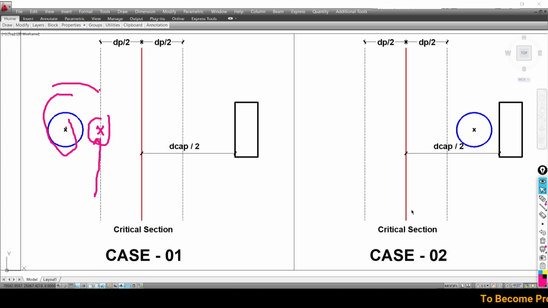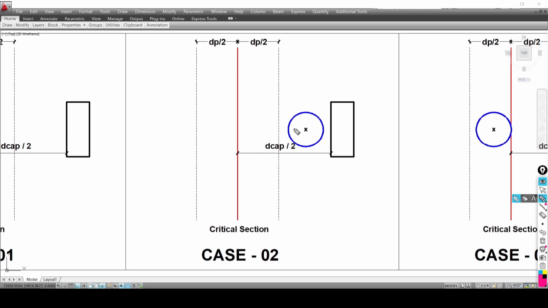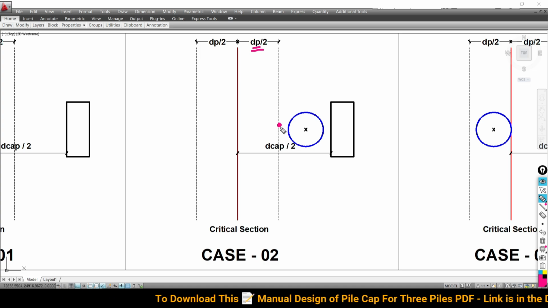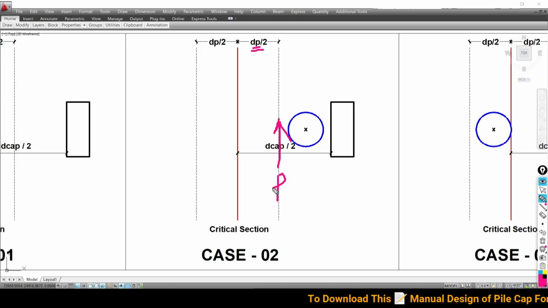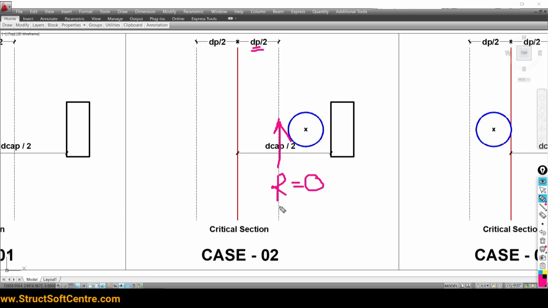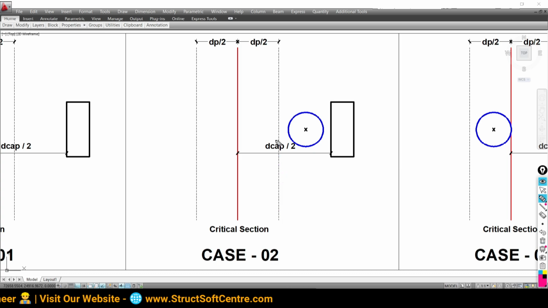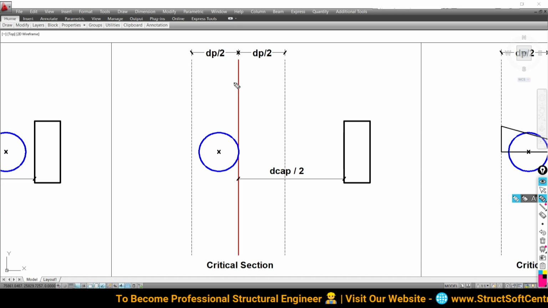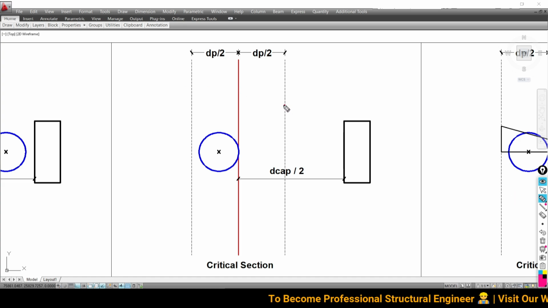Now in case 2, the recommendation is, if the center of the pile is coming at this line, which is inside of this critical section at a distance of d by 2, then you don't need to consider any reaction. Whatever reaction the pile is carrying, you don't need to consider that. You have to ignore it and consider it as 0 while doing the calculation for the punching shear or one-way shear. Or in the third case, if it is coming in between, at a distance of dp by 2 outside and at a distance of d by 2 inside, here we have to consider 0, here we have to consider 100.